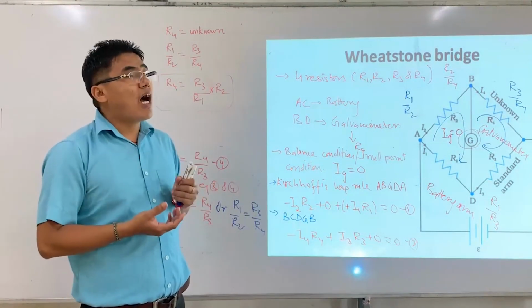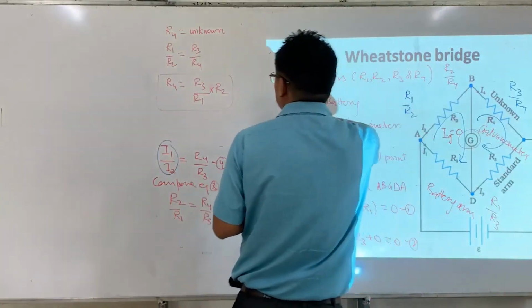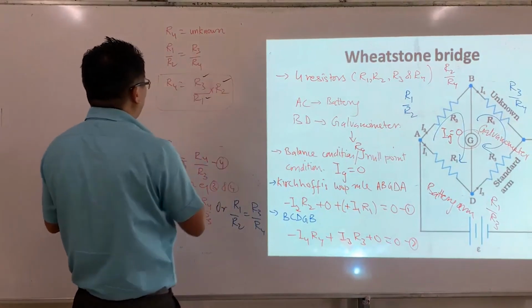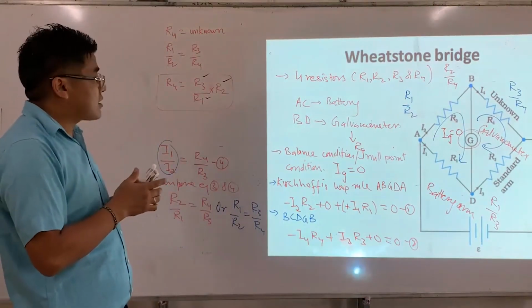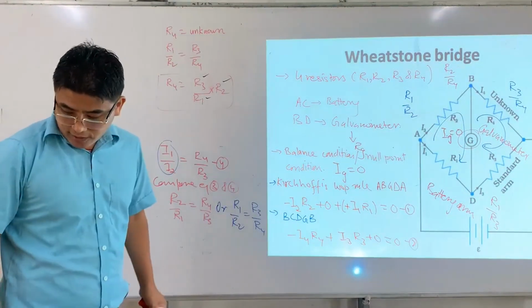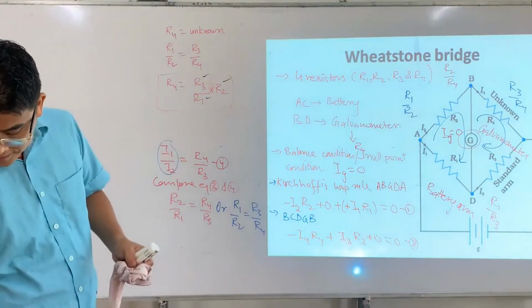So one of the main purposes of having this network is to find out unknown resistance. So unknown resistance can be found using these relations. If all of these are known, the unknown, that is R4, can be easily found. So this is one very, very important relation. So this is what we have.